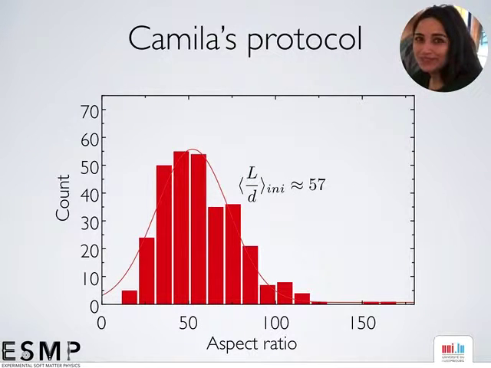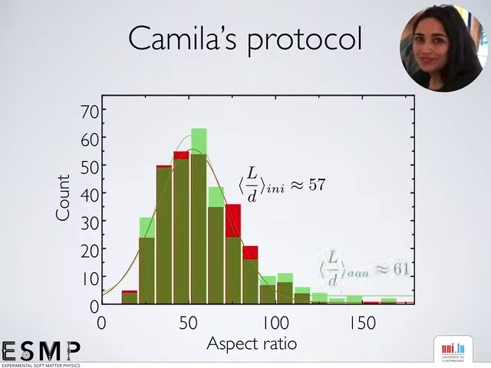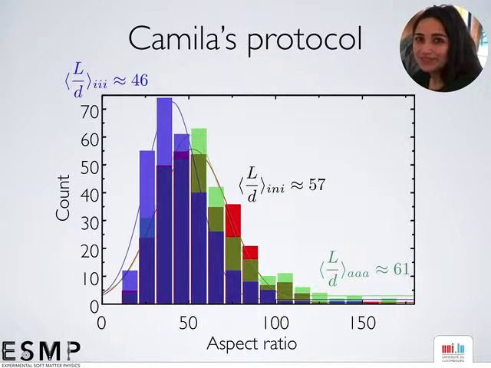The original sample has an average aspect ratio of 57. The AAA fraction goes up to 61, and the III fraction goes down to about 46. So this was nice. We managed to get these different aspect ratio and fractionated samples.